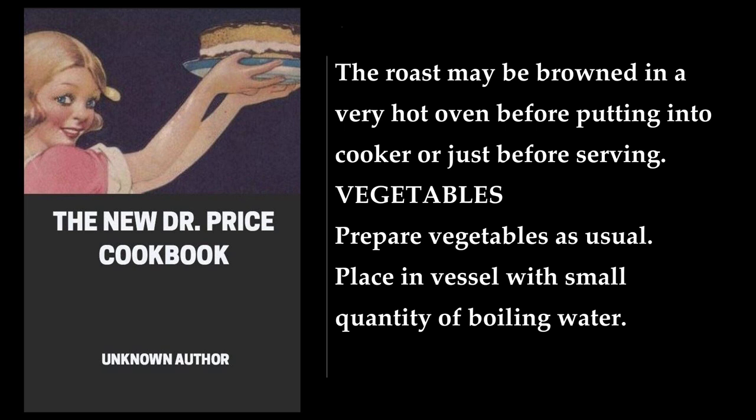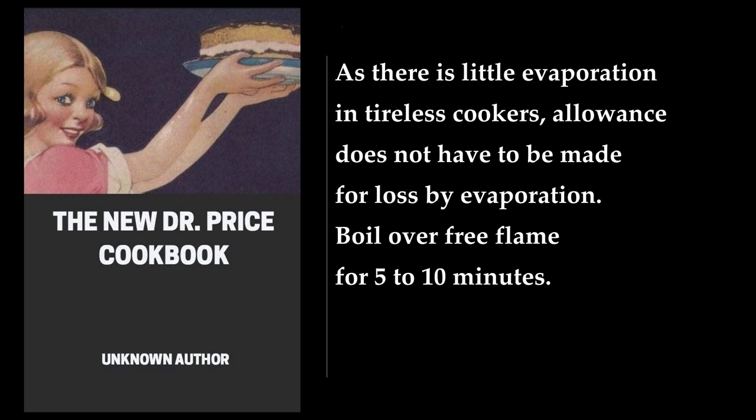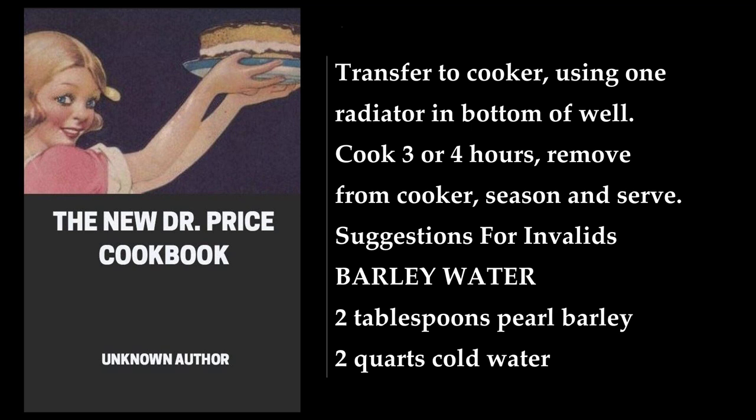Vegetables. Prepare vegetables as usual. Place in vessel with small quantity of boiling water. As there is little evaporation in fireless cookers, allowance does not have to be made for loss by evaporation. Boil over free flame for 5 to 10 minutes. Transfer to cooker, using one radiator in bottom of well. Cook 3 or 4 hours, remove from cooker, season and serve.